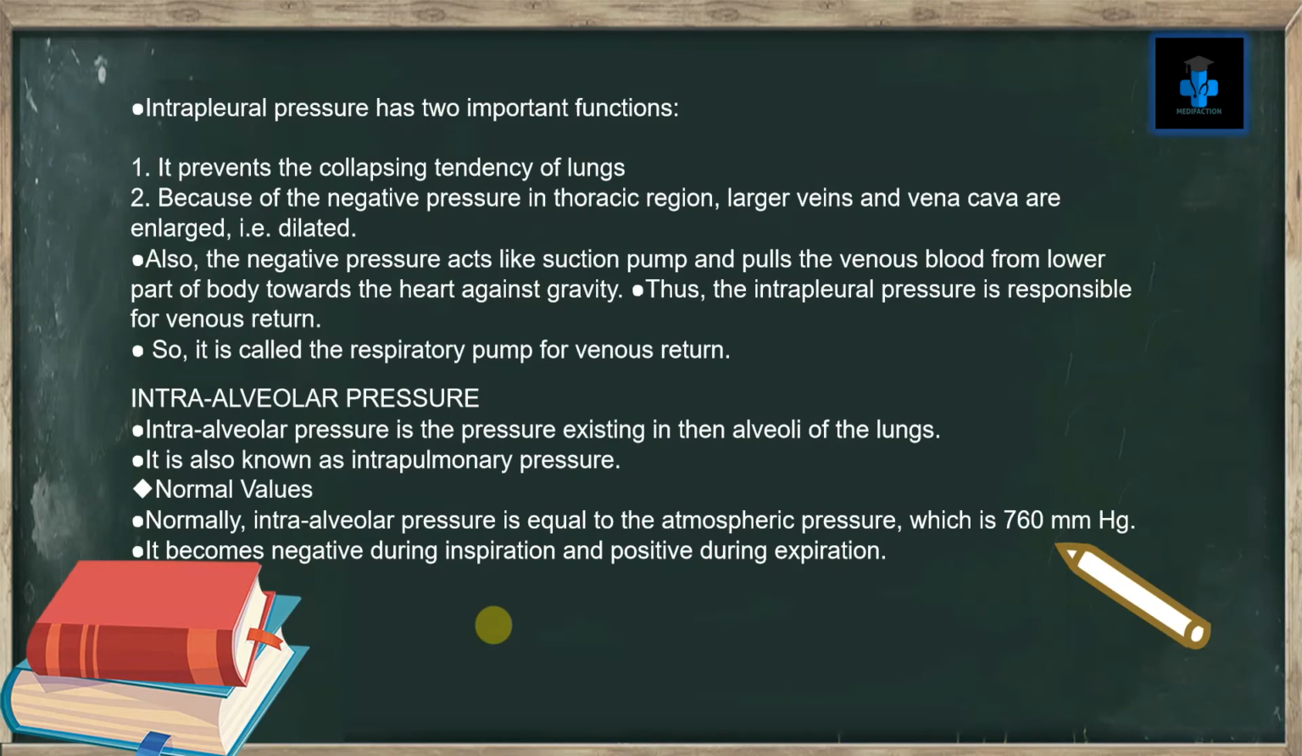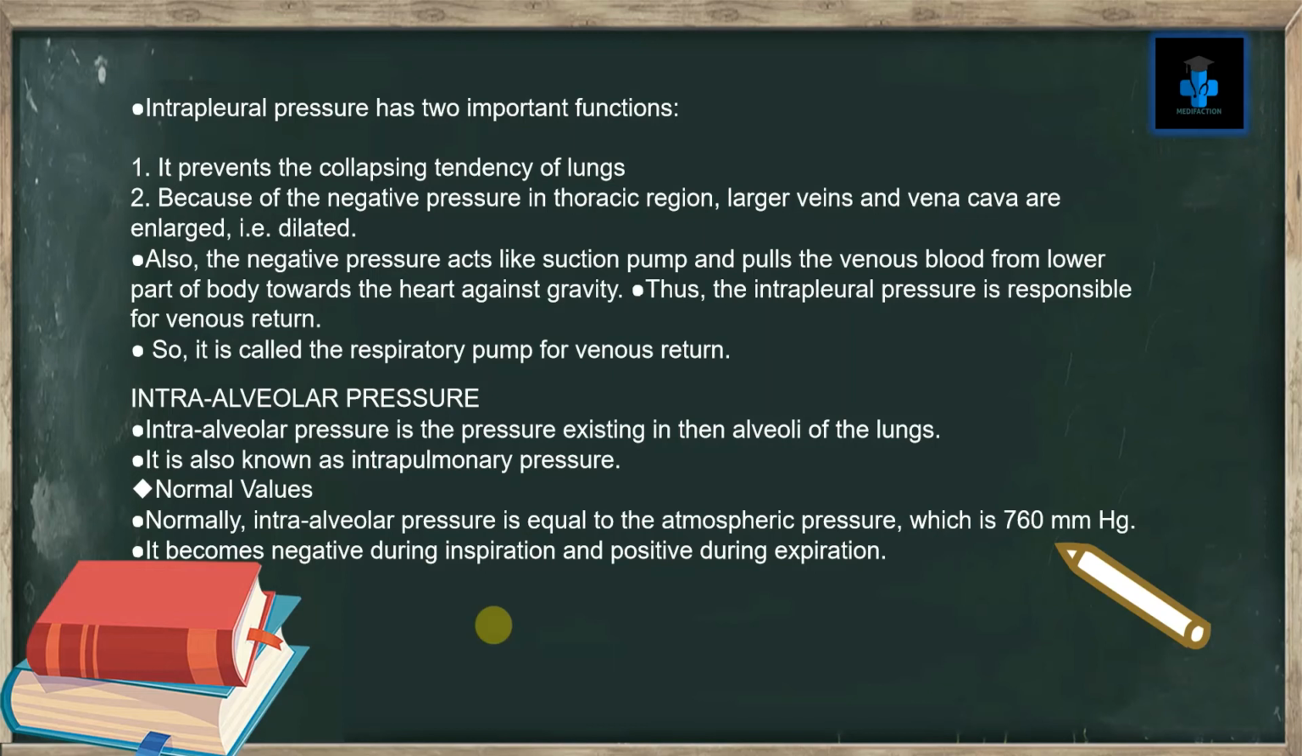Intrapleural pressure has two important functions. Number one, it prevents the collapsing tendency of lungs as we told earlier. Number two is that because of the negative pressure in thoracic region, larger veins and vena cava are enlarged, that is dilated. Also, the negative pressure acts like suction pump and pulls the venous blood from the lower part of the body towards the heart against gravity. Thus, the intrapleural pressure is responsible for venous return. So, it is called respiratory pump for venous return.